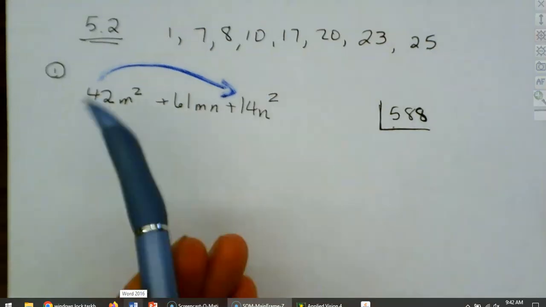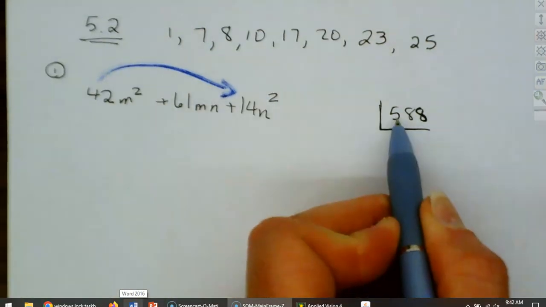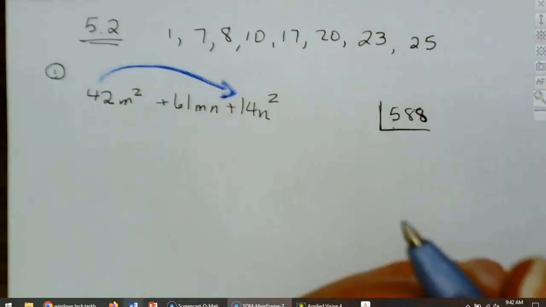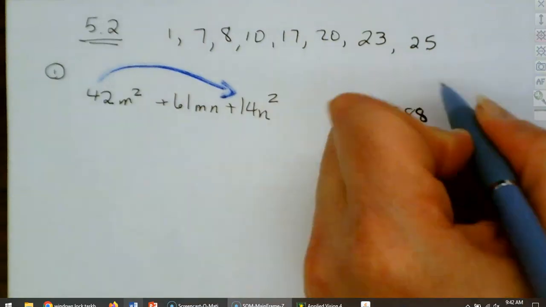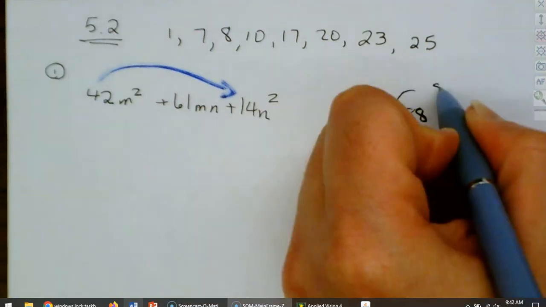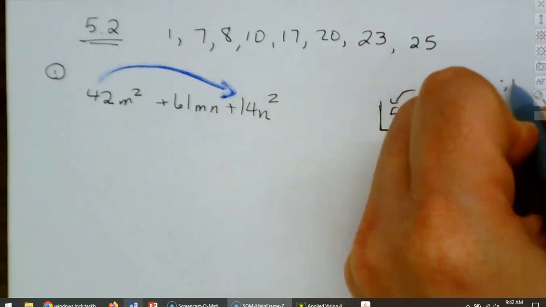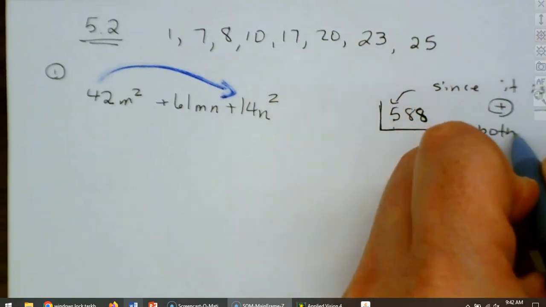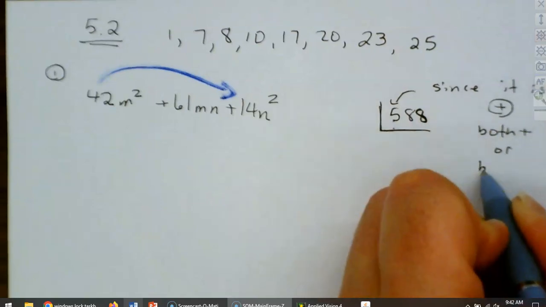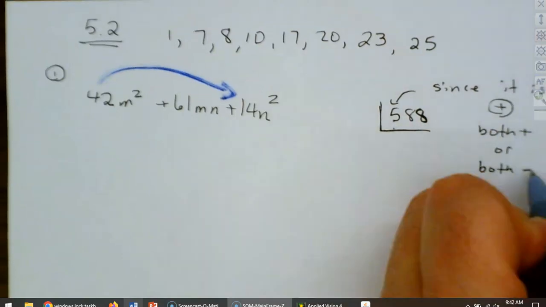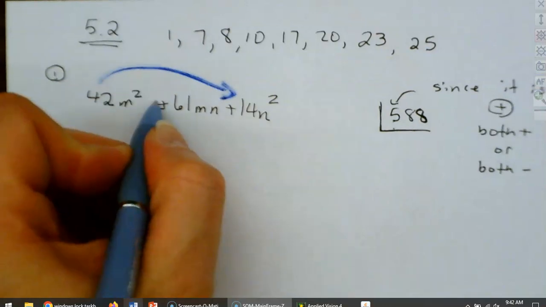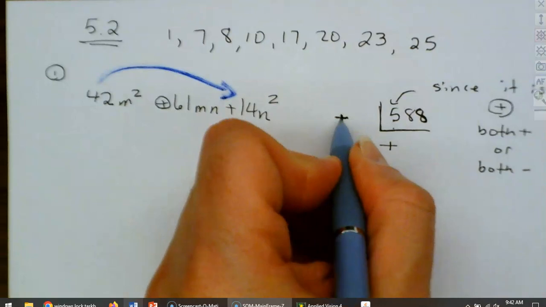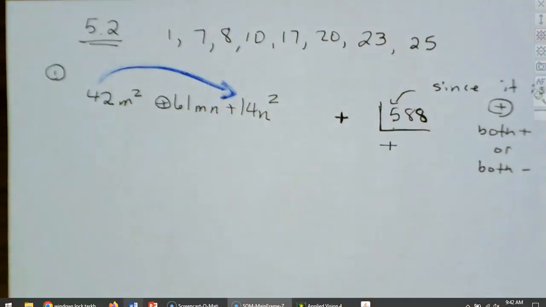Now, what do we know about the sign in the box here? If this is positive, that means they are either both positive or both negative. So since this is positive, they're either both positive or both negative. Now, what do we know about the sign in the middle again? That's positive, so we need these to be positive. Do you see how I figured that out?